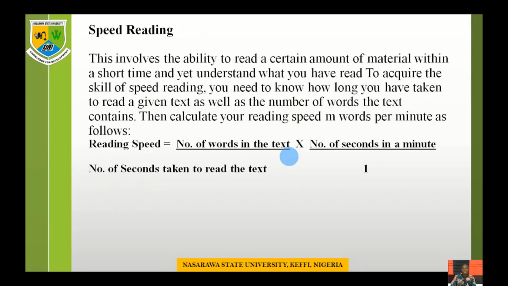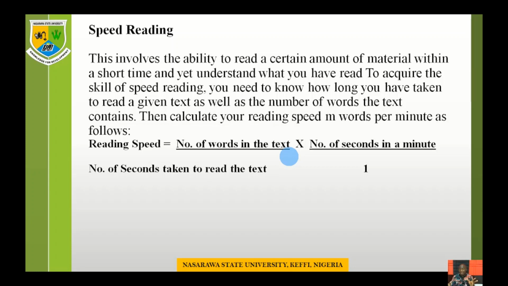In the first one, speed reading. What is speed reading? Speed reading involves the ability to read a certain amount of material within a short time and yet understand what you have read. For you to acquire the skill of speed reading, you need to know how long you have taken to read a given text, as well as the number of words the text contains.